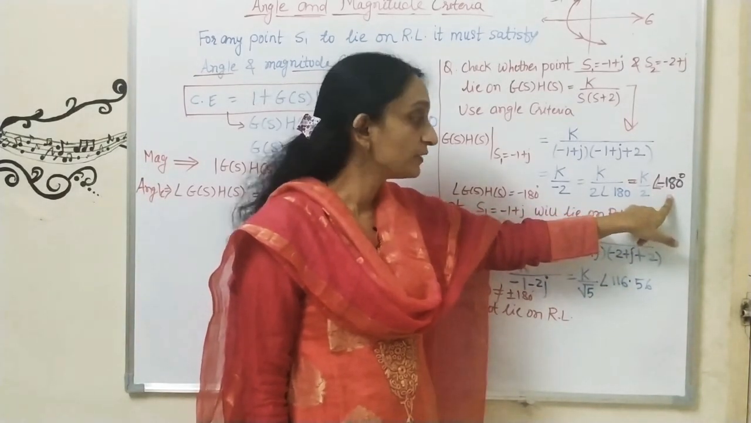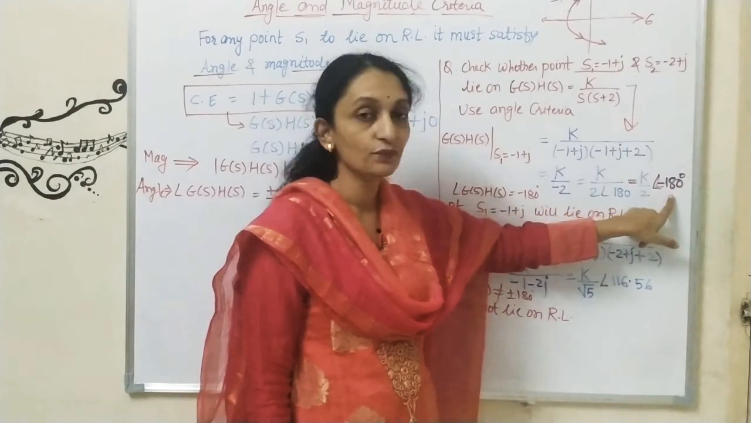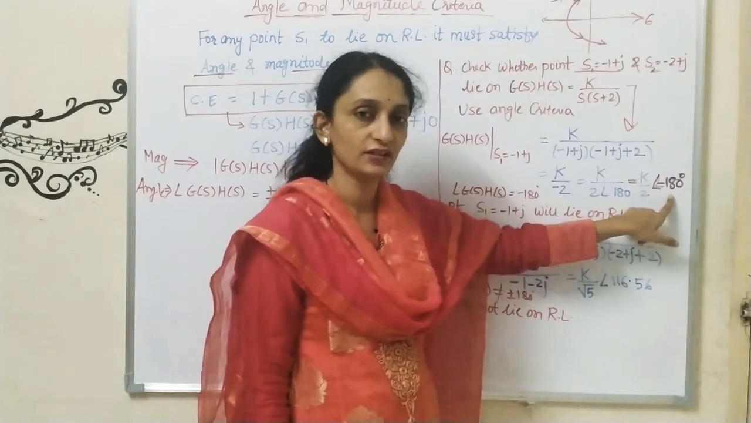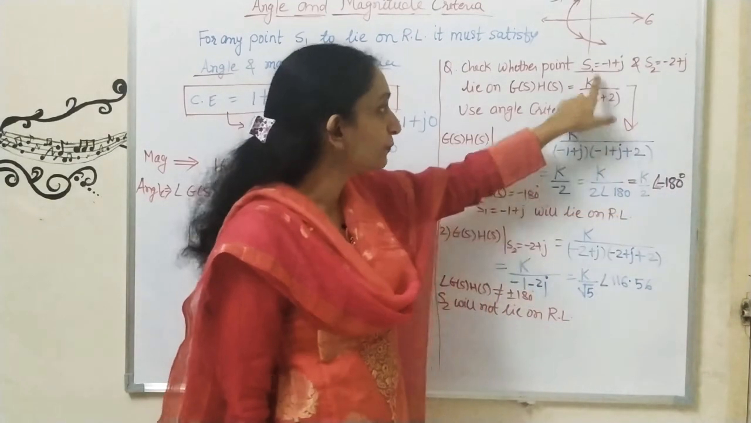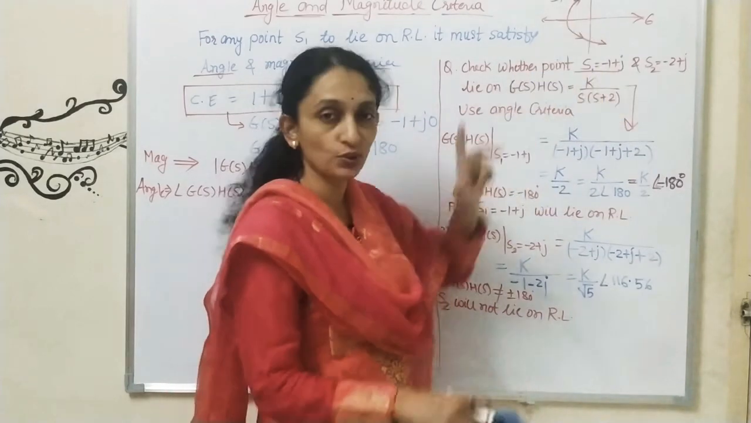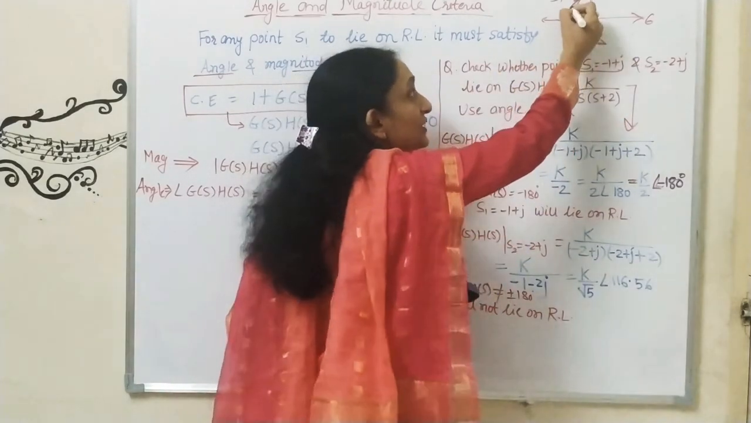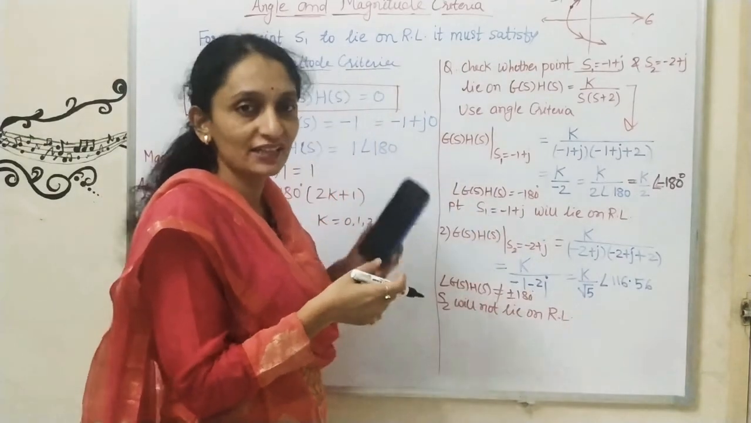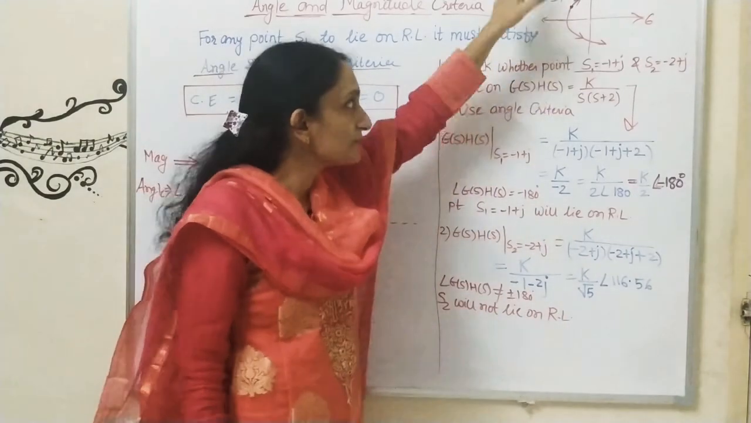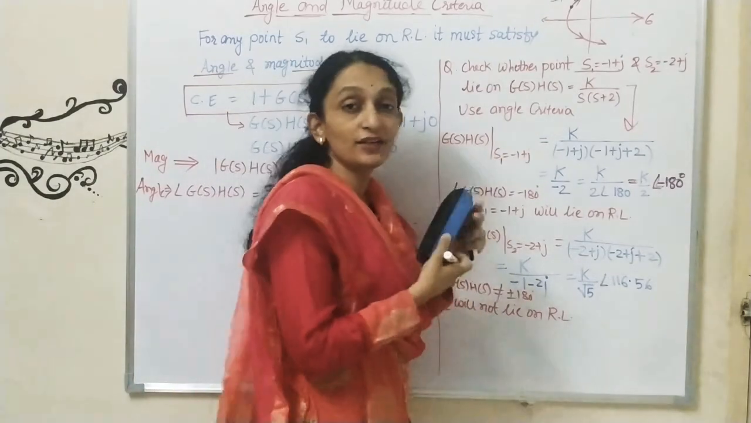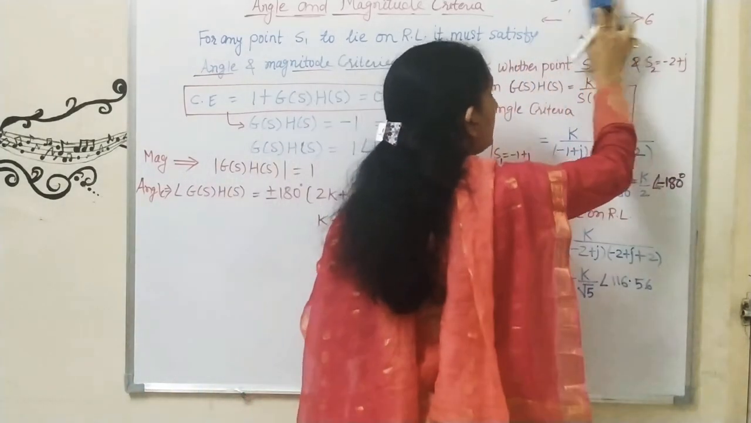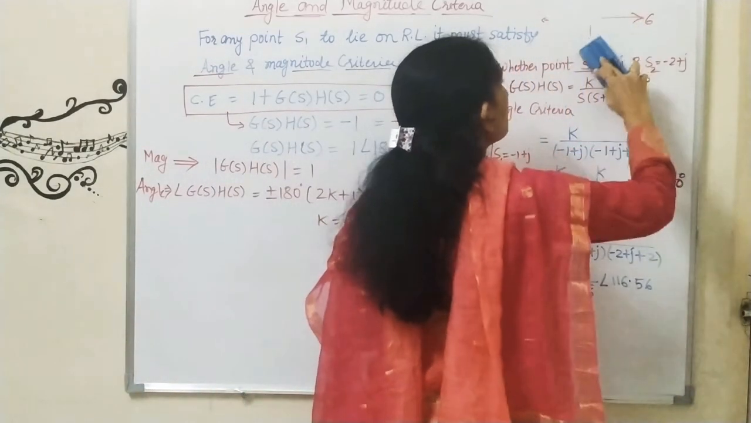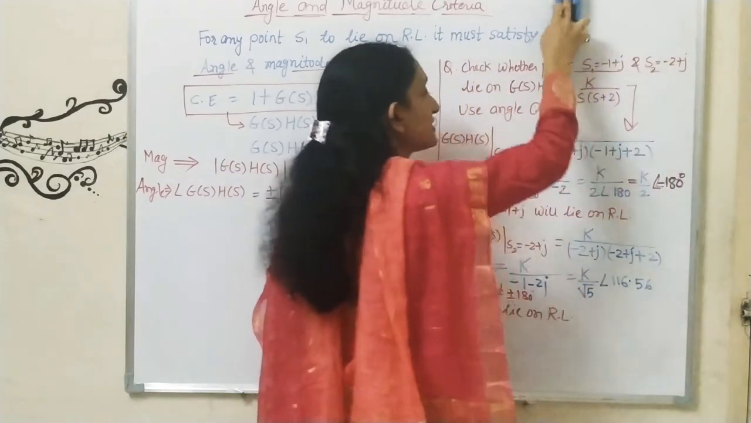As the angle we are getting is minus 180 degrees, we will say that point S1 will lie on the root locus. See, I have taken only an example, I don't know the exact nature, but I am saying that the point will lie on the root locus. Now we will check the second point.